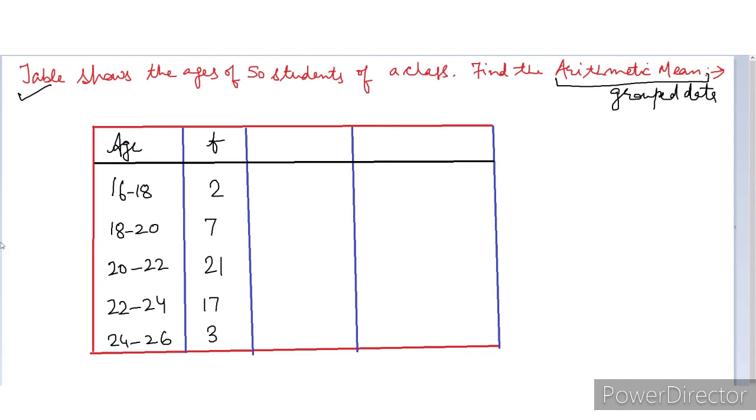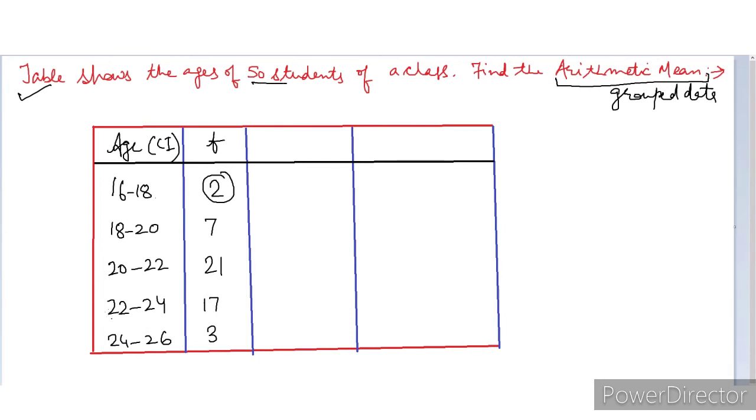As you can see here, we are given the class intervals. This is the meaning of grouped data. Class intervals from 16 to 18, 18 to 20, 20 to 22, 22 to 24, 24 to 26 have been given, and in front of each we have been given the frequency. It means that in the age group of 16 to 18 years we have two students. These are the ages of 50 students, right?